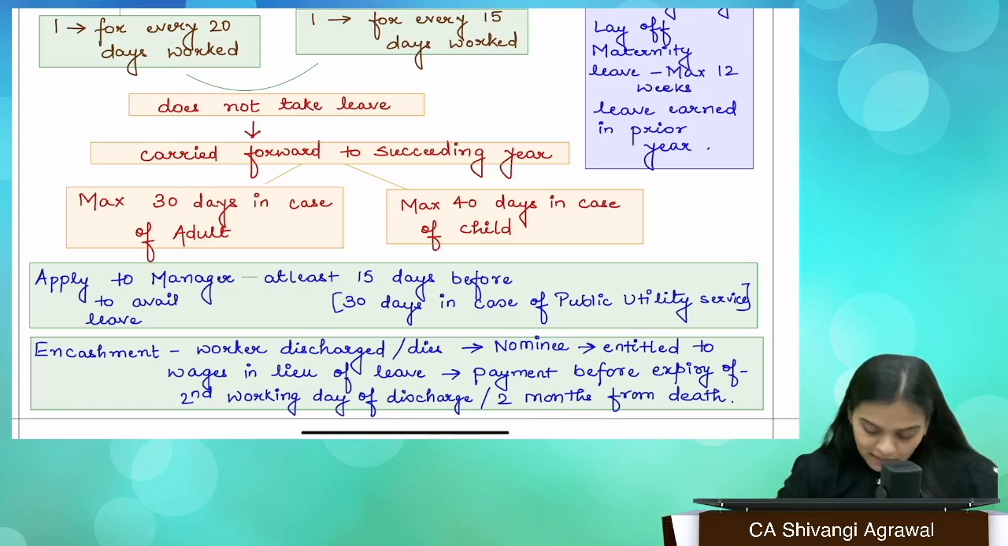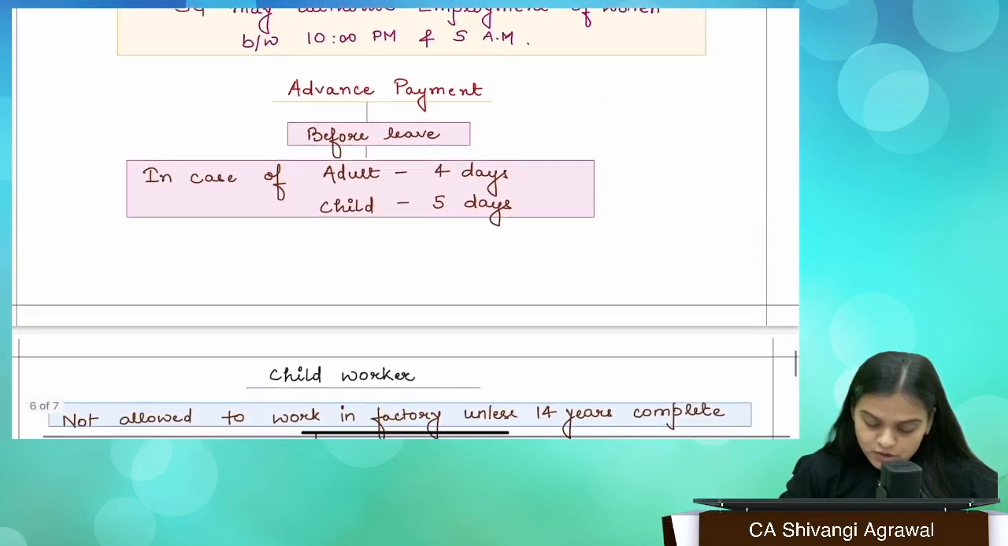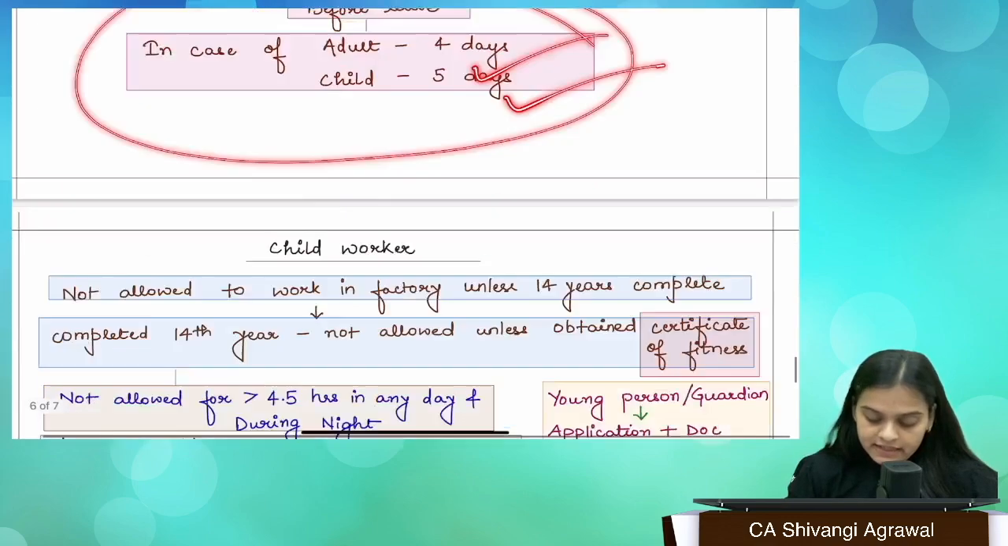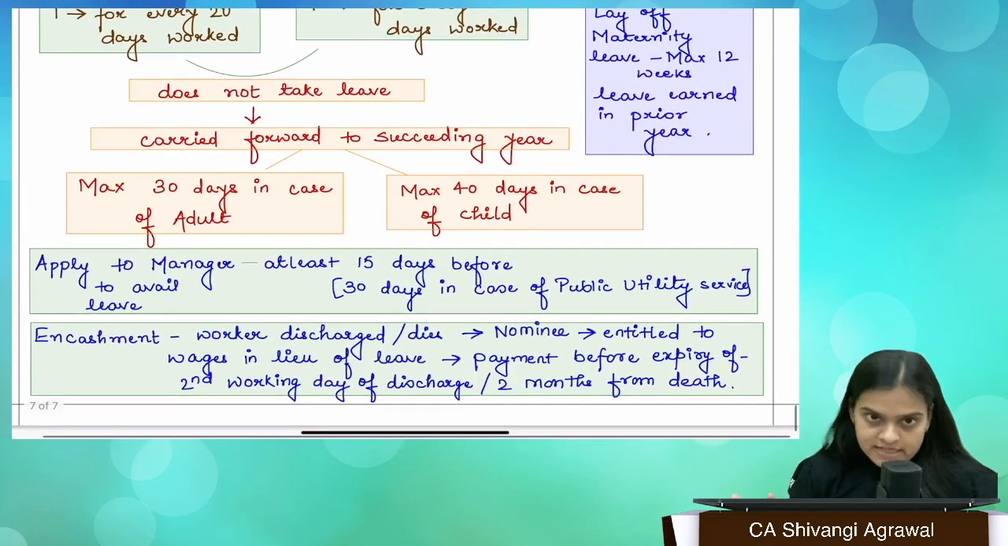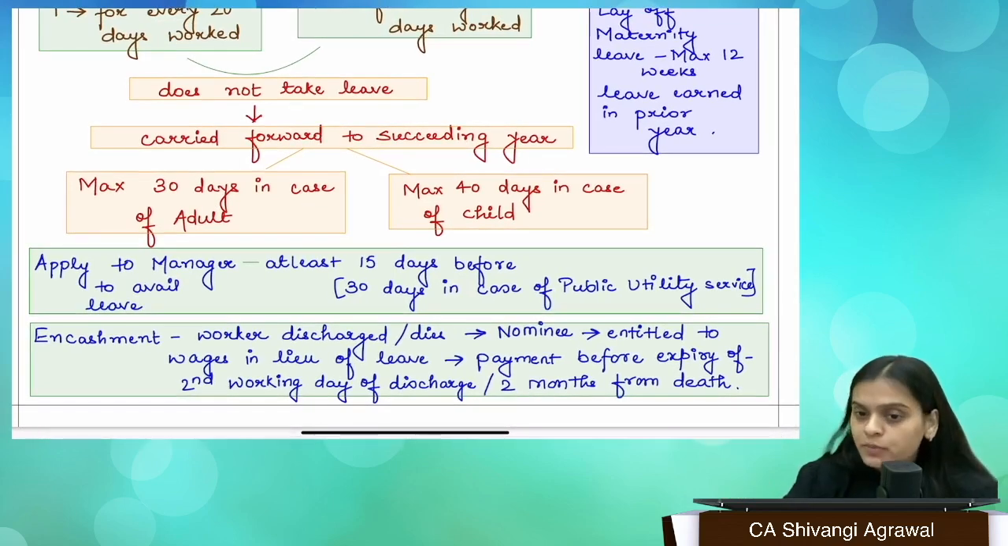Fine. So we will make an application and they will actually grant us leave, and we are also entitled to advance payment if we take at least 4 or 5 days leave, whatever the case be. Okay. Then we have something called encashment of leave.